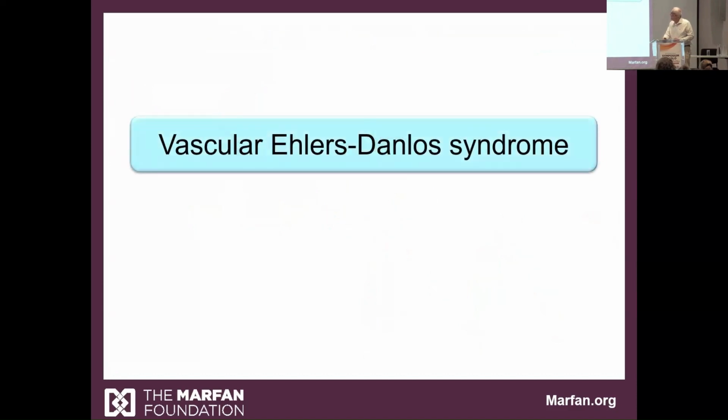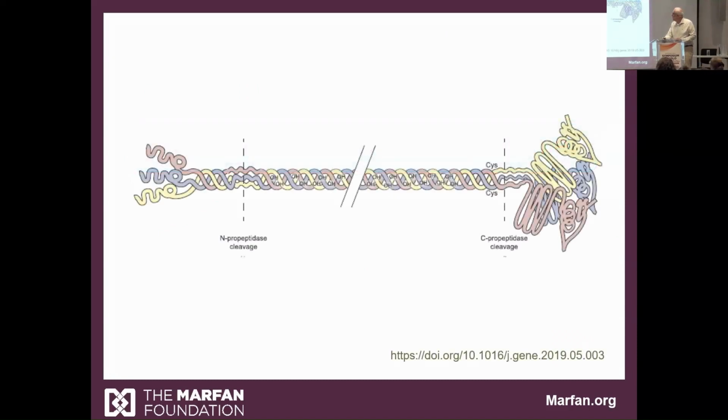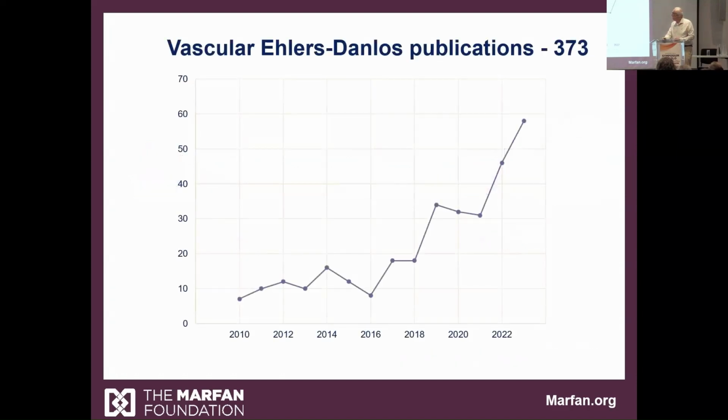Now, next, the final condition that I'm going to discuss is the vascular Ehlers-Danlos syndrome, a very difficult condition. And this is caused by a collagen mutation in the vascular form of collagen. And this has a triple helix, complicated structure. And again, not as many publications as Marfan syndrome and Loeys-Dietz syndrome, but more publications every year.